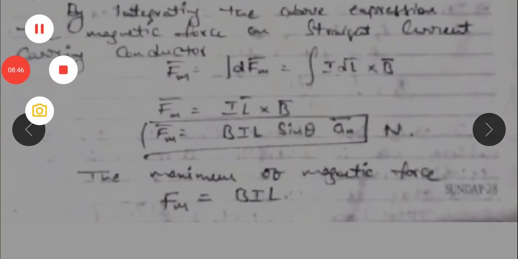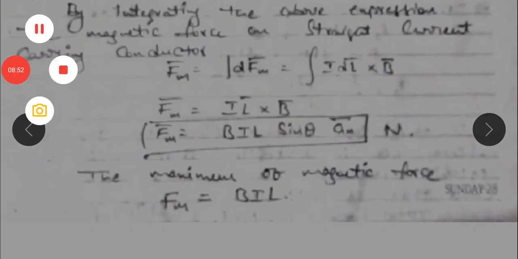L bar cross B bar equals LB sin theta. We know the formula A bar cross B bar equals AB sin theta into the normal unit vector. Similarly, L bar cross B bar equals LB sin theta. So Fm bar equals BIL sin theta into An bar. The force units are newtons. The maximum value of magnetic force occurs at theta equals 90 degrees, where the force is maximum and its value is Fm equals BIL.